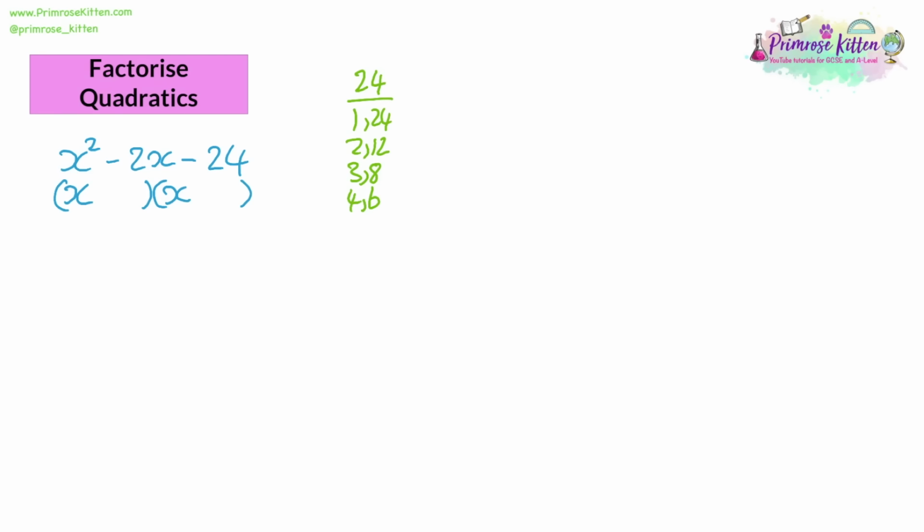Now, we want 2 numbers which multiply together to make 24, but they're going to add together to make a negative 2. So we have to look through our list and think, well, which ones of these, since they all make 24, which pair of numbers could make a 2? And it looks like it's going to be the one at the bottom. 4 and 6 could make a 2. And how does 4 and 6 make a 2? You would have a negative 6 and a positive 4 to make a negative 2. So now it's factorized.